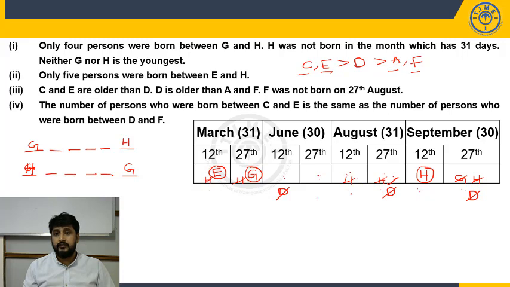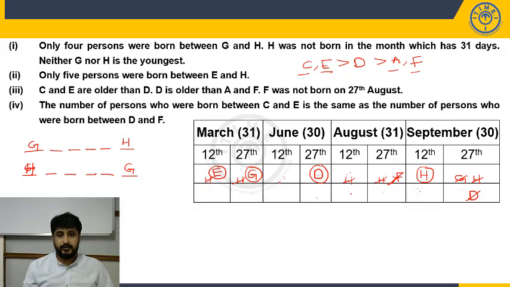So D can be in any one of these two positions: either June 27th or August 12th. It is mentioned F was not born on 27th August, so even this position cannot be given to F. But D can be in one of these two positions, right? So let us write those two positions. In one case, D will be here.